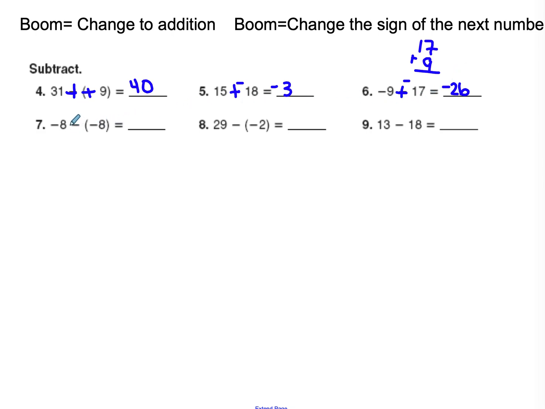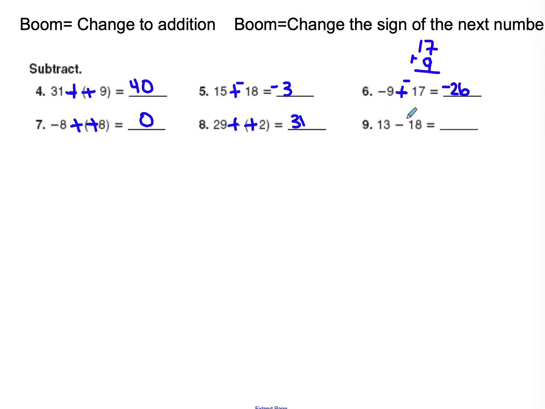All right, number 7, -8 minus -8. Boom change to addition. Boom change the sign of the next number. Negative 8 plus positive 8, that's 0. Those are additive inverses. Number 8, 29 minus negative 2. Boom, change to addition. Boom, change the sign. 29 plus positive 2, that's going to be a 31.